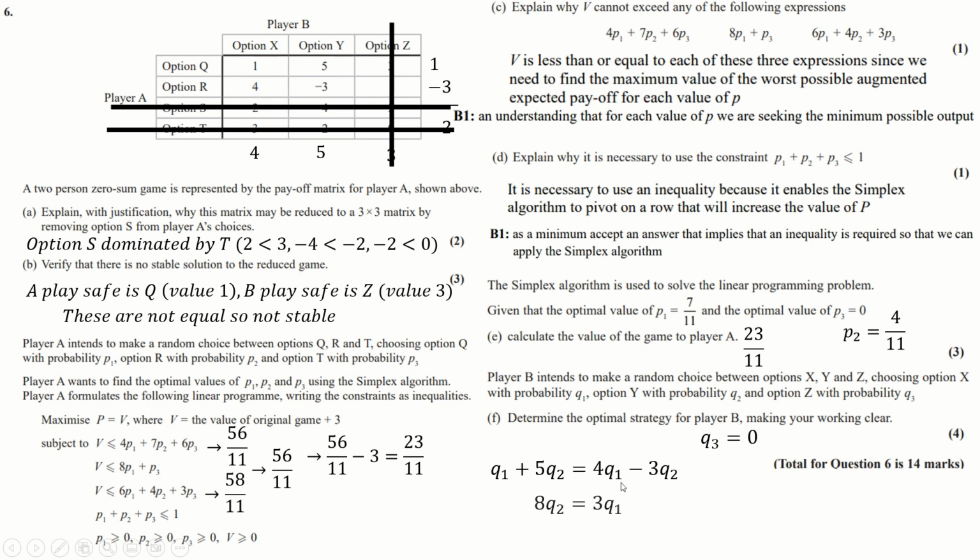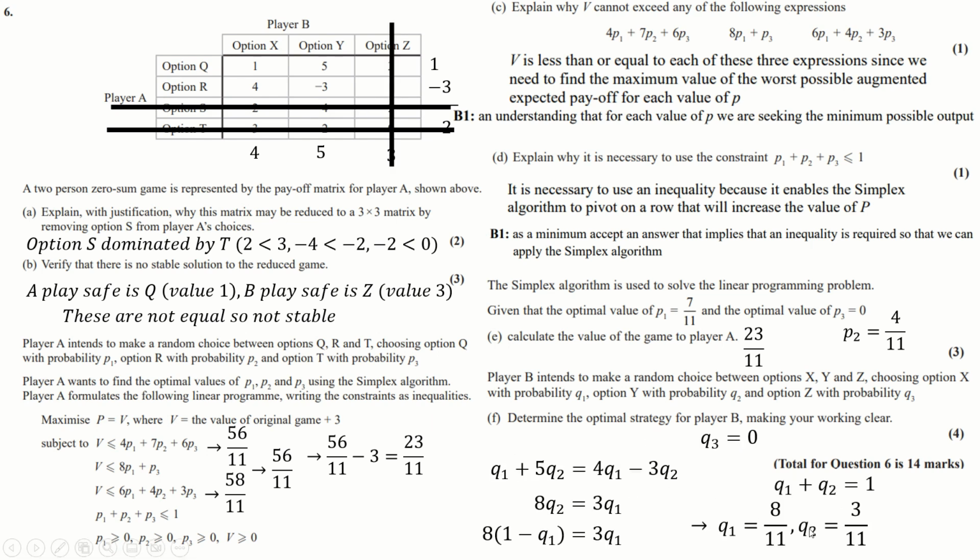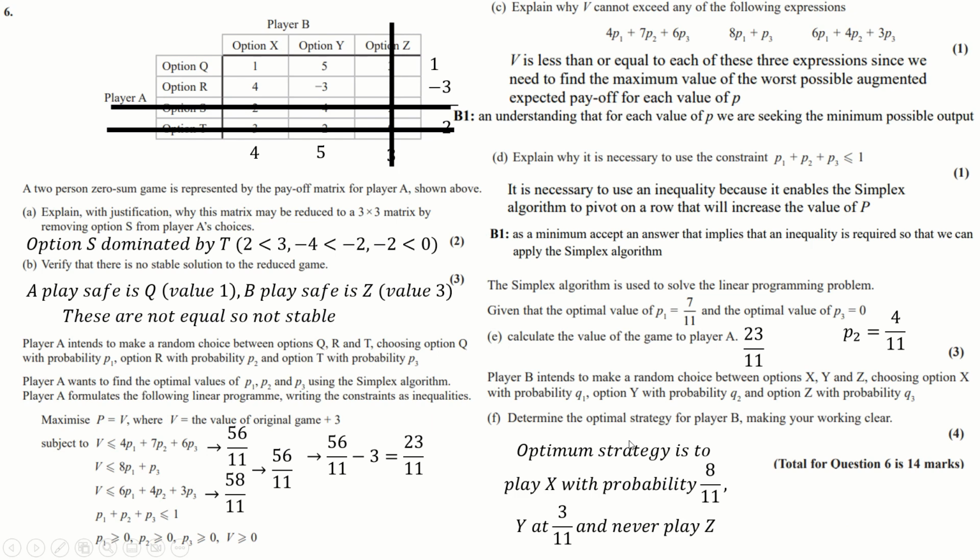And of course, I can use the information that Q1 plus Q2 is equal to 1, because I know that one's 0, to substitute that in, and I'll find Q1 is this and Q2 is that, which is the same as I found. I believe it is at least the same as what I found earlier. And maybe just write down at the end here: the optimum strategy is to play X with probability 8/11, Y with probability 3/11, and never play Z. It's probably what you have to write down for the last mark.